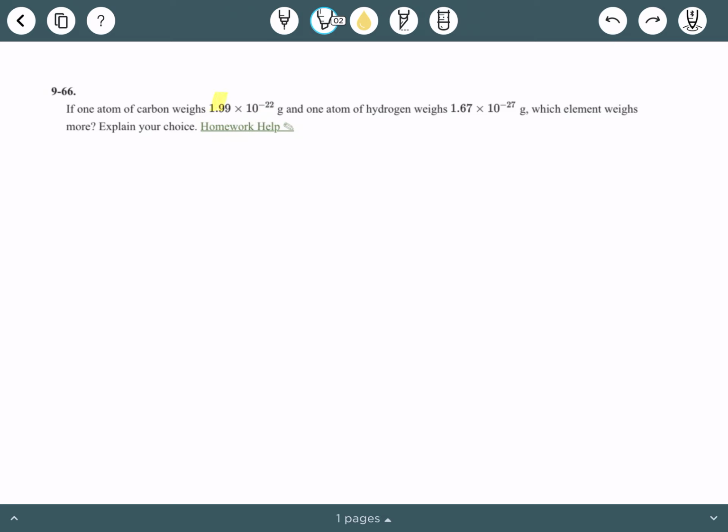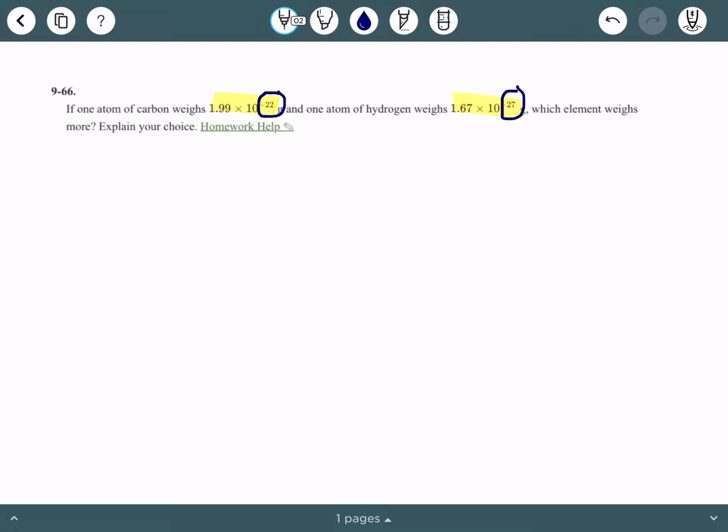Okay, so we are comparing this number and this number. So, we don't need to use any operations with our numbers in scientific notation. We're just comparing them. Which one weighs more, and explain. So, in this, what I want to look at is my exponents. So I have an exponent of negative 22 and an exponent of negative 27.